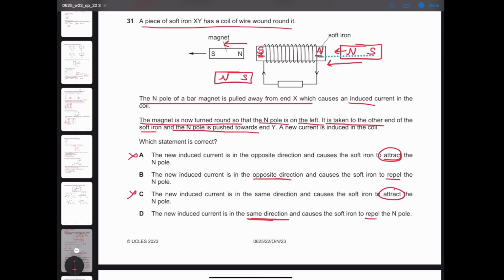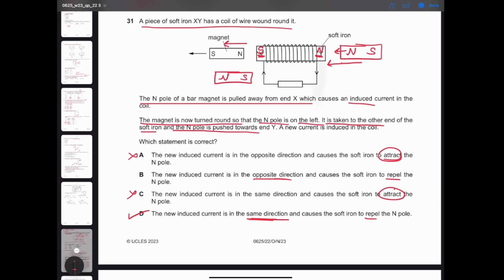See, initially as well, the south pole was here and the north pole was towards the right in the solenoid. And now also the alignment of poles in the solenoid is the same, so the direction of current is also the same. There is no requirement to apply the right hand grip rule here. It's a very simple question.